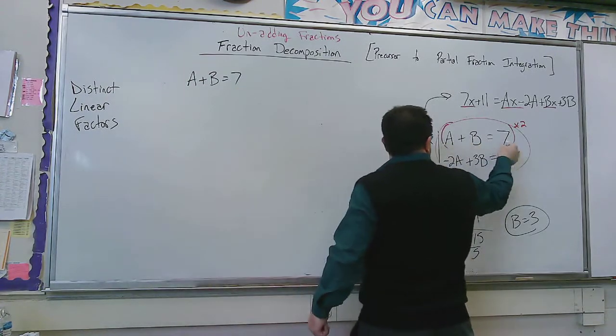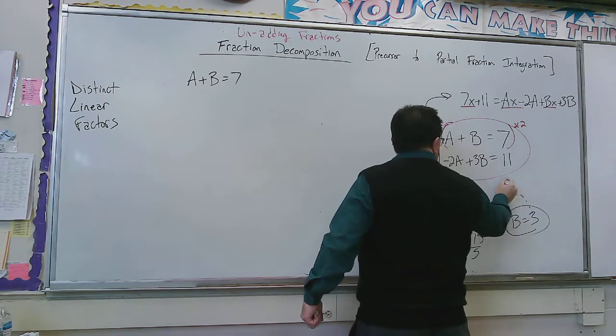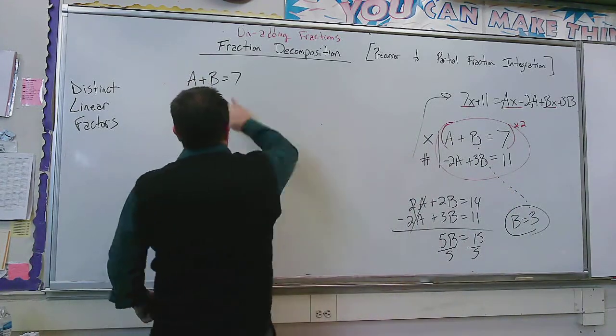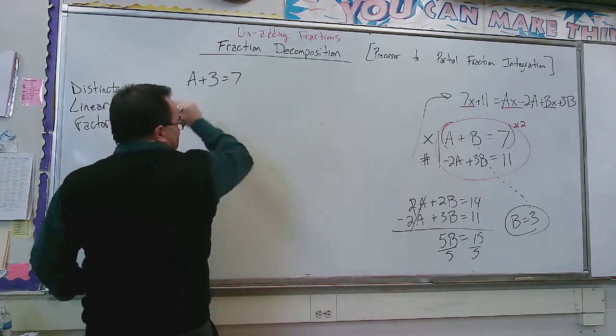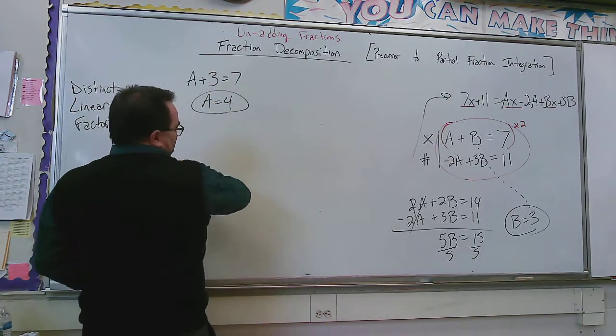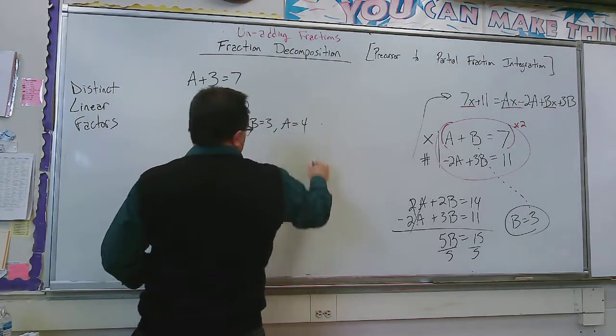a plus b is, I could use either one of these equations. Now that I know b is 3, I'm going to pop that into one of the equations and figure out what a is. So now that I know b is positive 3, that tells me that a is 4. So b is 3 and a is 4.